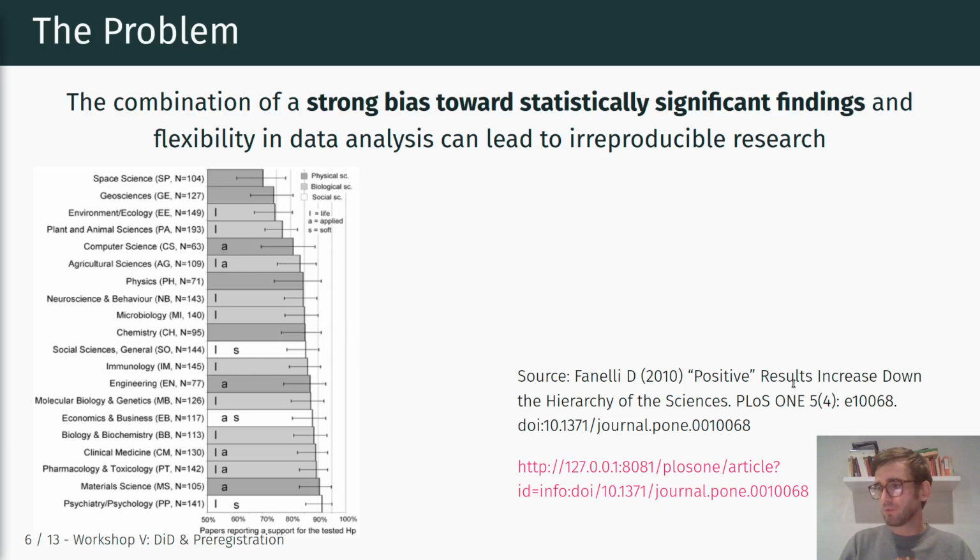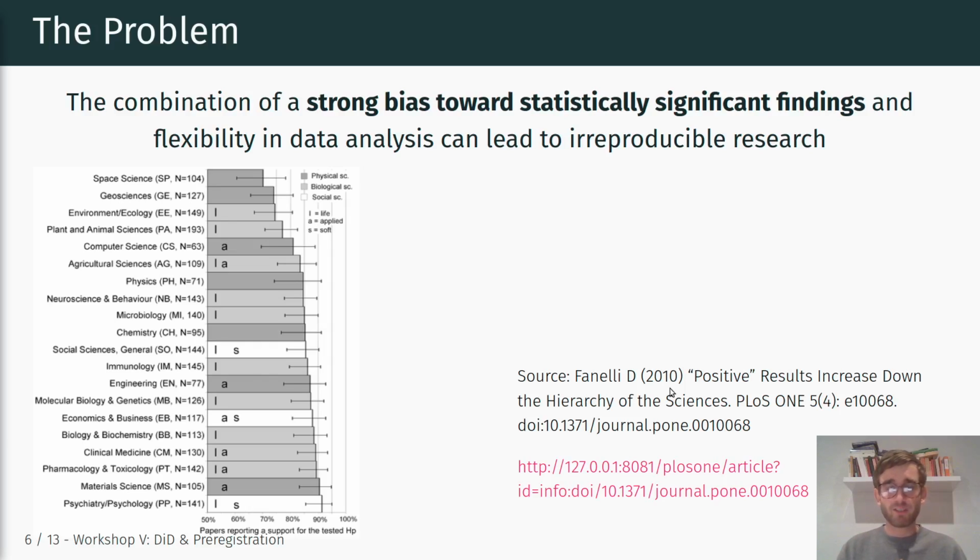This is an example from a different study, where we see the proportion of significant results across different disciplines, and we see particularly here psychology with almost 90% of significant results in the published journals, which was of course in 2010. So these numbers might look a little bit different now. But essentially that describes this problem that when it comes to publication, there's a strong bias towards statistically significant findings.